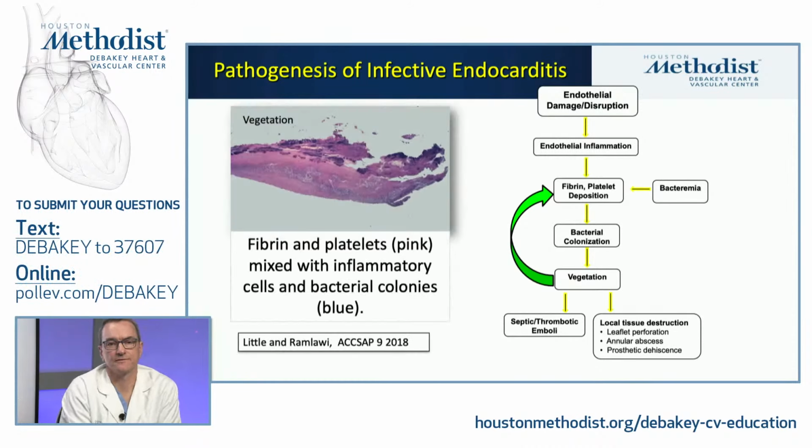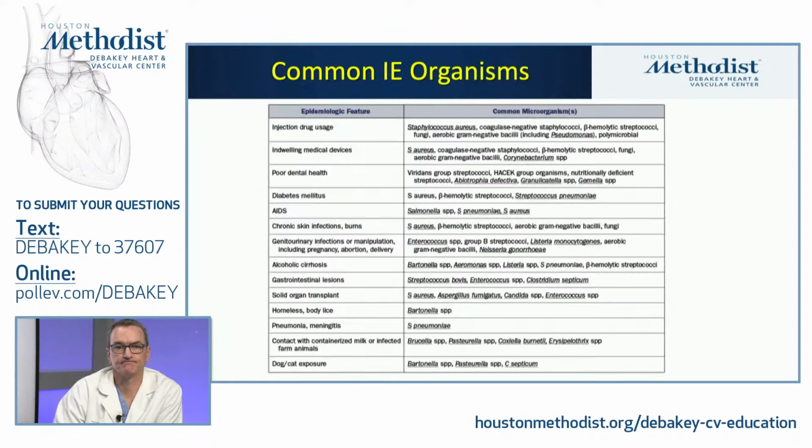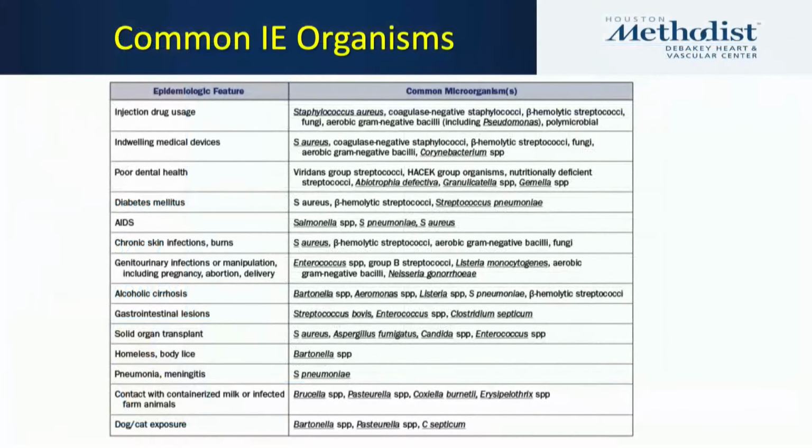And this is a typical H&E stain of what a vegetation would look like. You see the fibrin and the platelets, those are the pink portions, mixed inflammatory cells in blue, and then particular organism staining depending on the stain used. But that's a typical microscopic view of the vegetation. You don't have to read all of these, just to know that there's a long list of organisms that are certainly associated with endocarditis.